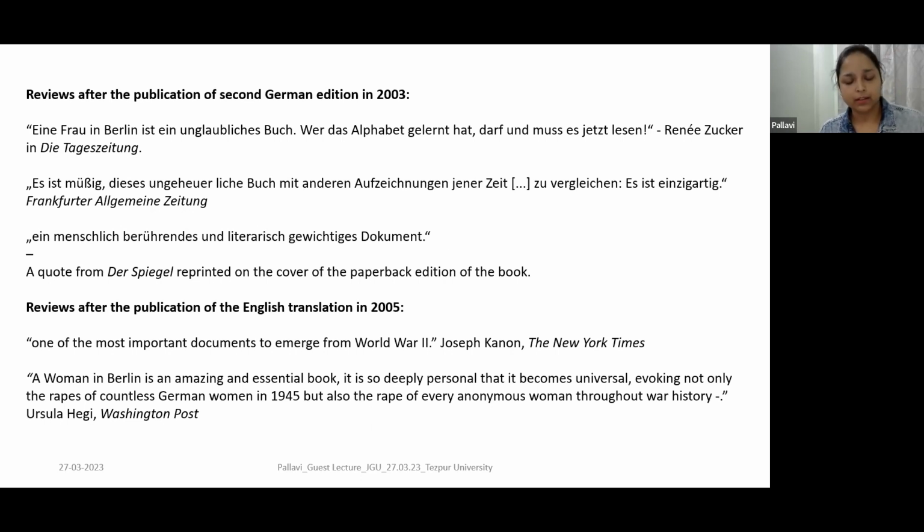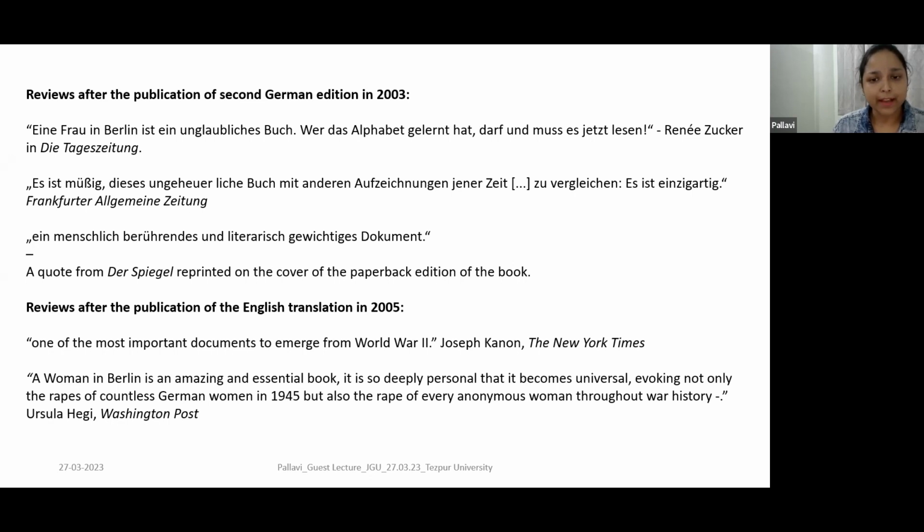I will here try to understand the controversy around it through the publication history. The 2003 publication in Germany met with positive reviews. The reviewer in Die Tageszeitung, for instance, said that if you know how to read and write, you must read this text. Others said, as in one quote from Der Spiegel, that it actually is such a moving narrative of the war.